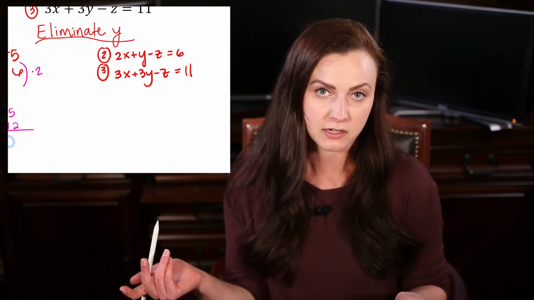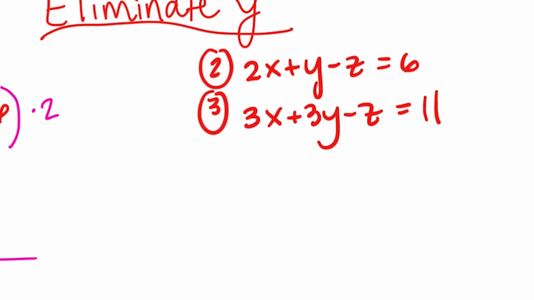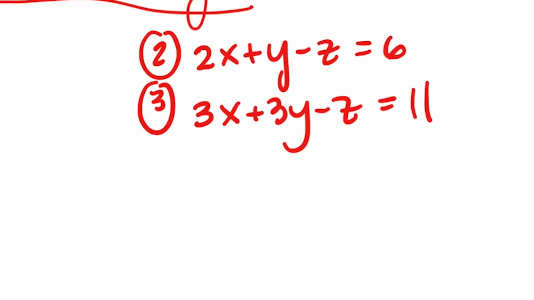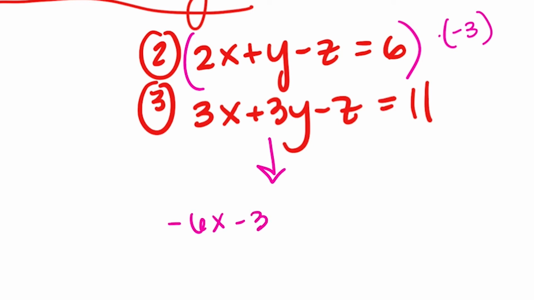So again, that's why I like to write that at the top. If I want my y's to cancel, this is a positive 3y. What if this was a negative 3y? Then they would cancel. So I'm going to multiply this whole equation by negative 3. The top equation would become negative 6x minus 3y plus 3z equals negative 18. And then we didn't change equation 3.